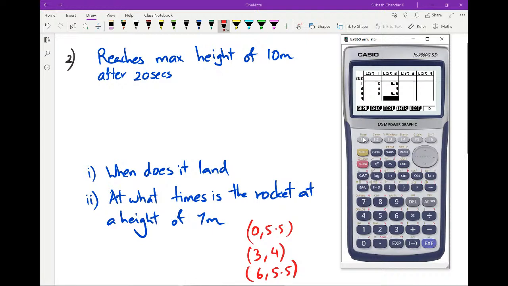Okay, now we click on graph 1, calc, and then click on x squared for the quadratic. And then there you go. That's your equation there.